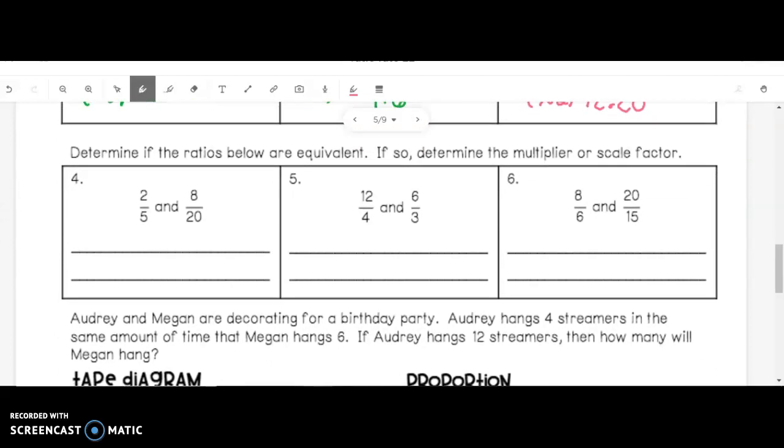All right, so determine if the ratios below are equivalent. If so, determine the multiplier, which is known as the scale factor. Since ratios work a lot like fractions, we can do the butterfly to see if diagonally, if we cross multiply, we get the same number. So 5 times 8 is 40. 20 times 2 is 40. Those are equivalent. So I'm going to write equivalent.